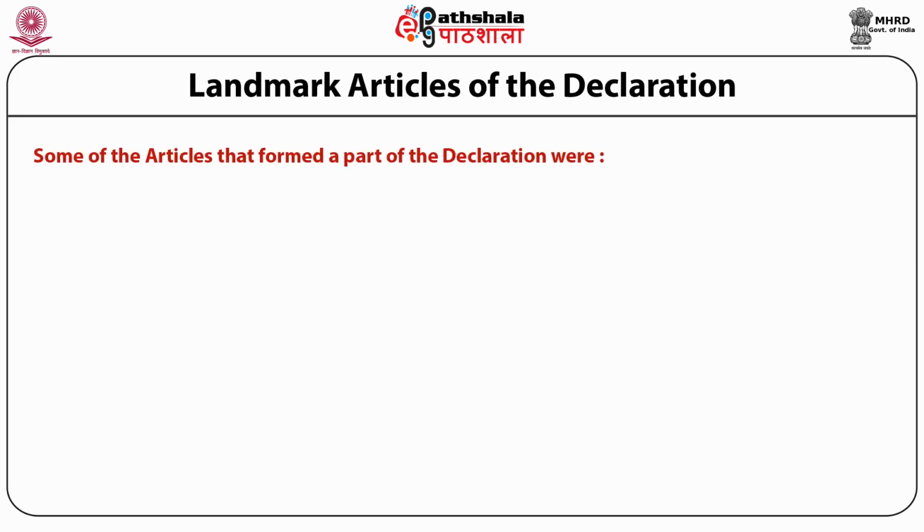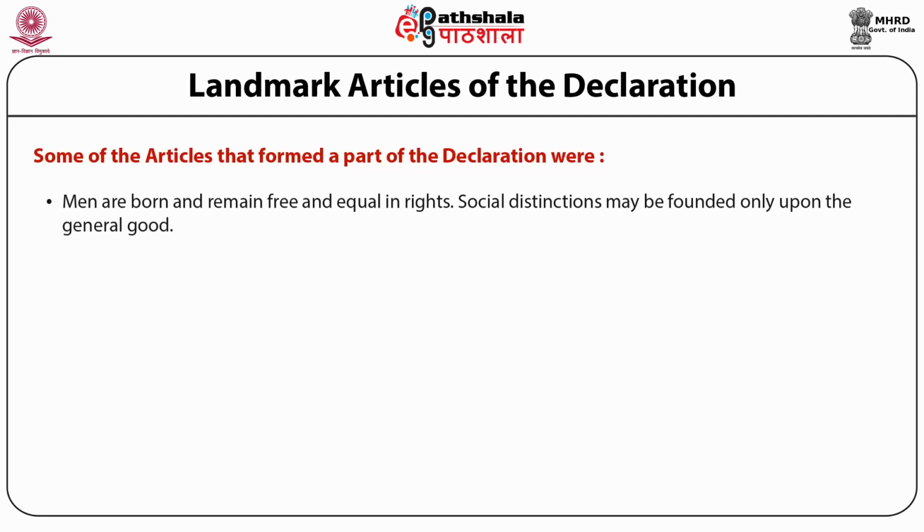Now let's come to some of the landmark articles of the Declaration. Men are born and remain free and equal in rights. This, again, is taken from the American Declaration. Social distinctions may be founded only upon the general good. Now, this is an interesting clause. It says social distinctions are not permitted, but they may be founded upon only the general good. Some might say that this is in conflict with the fact that men are born free and equal. But the Declaration was pragmatic and said that there might be instances where certain distinctions may be necessary. And of course, this brings to mind the concept of slavery, which was still prevalent in the sister nation of the United States of America.